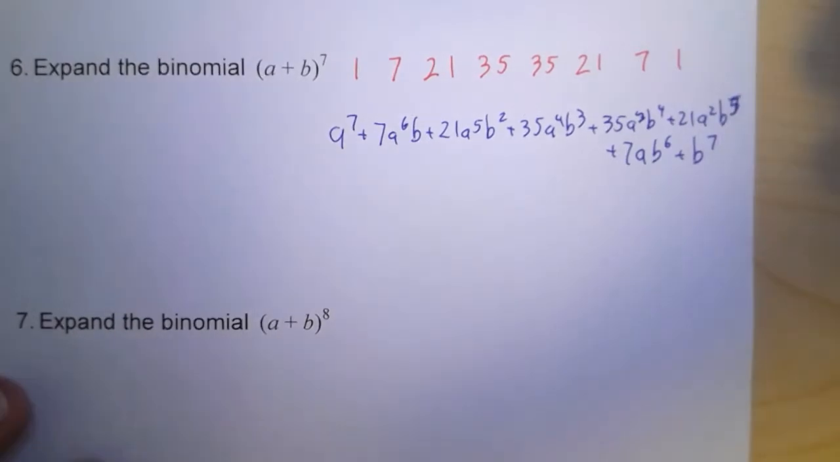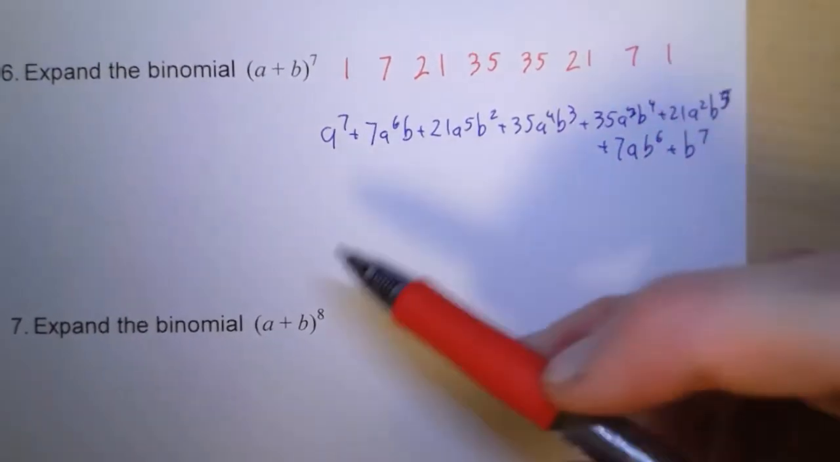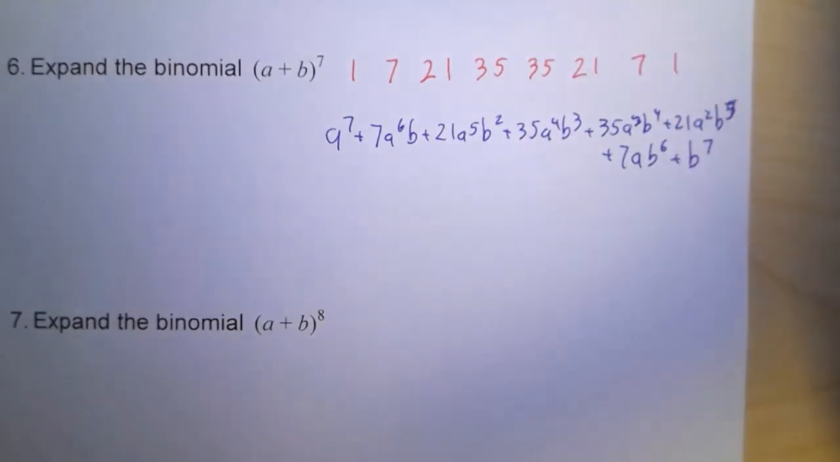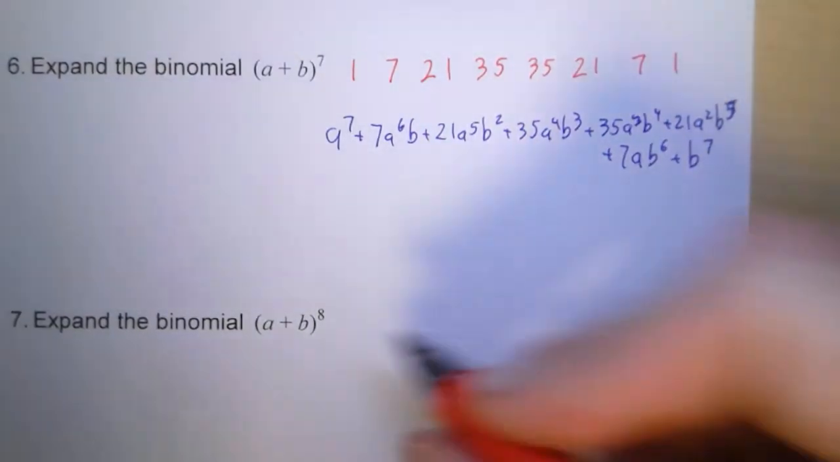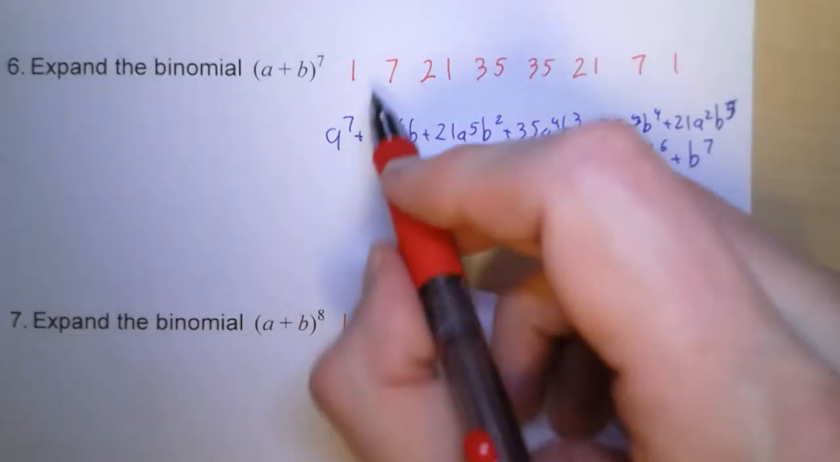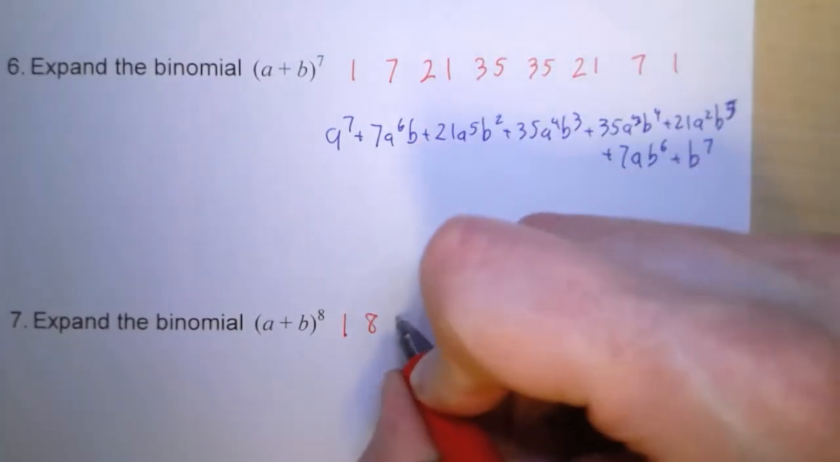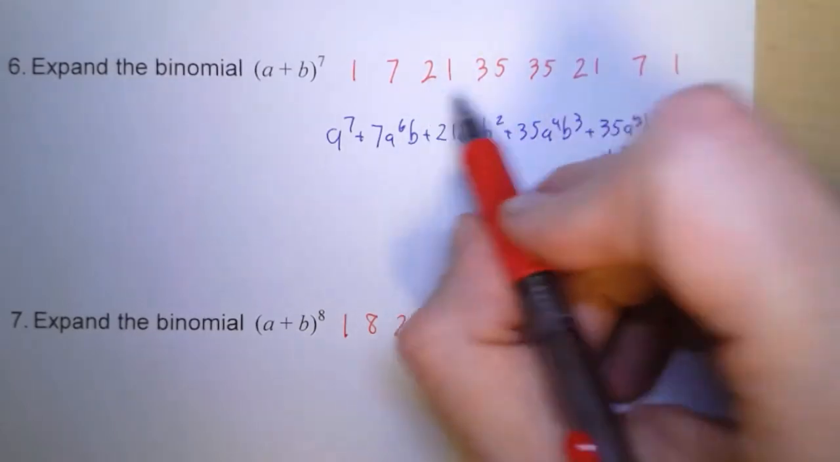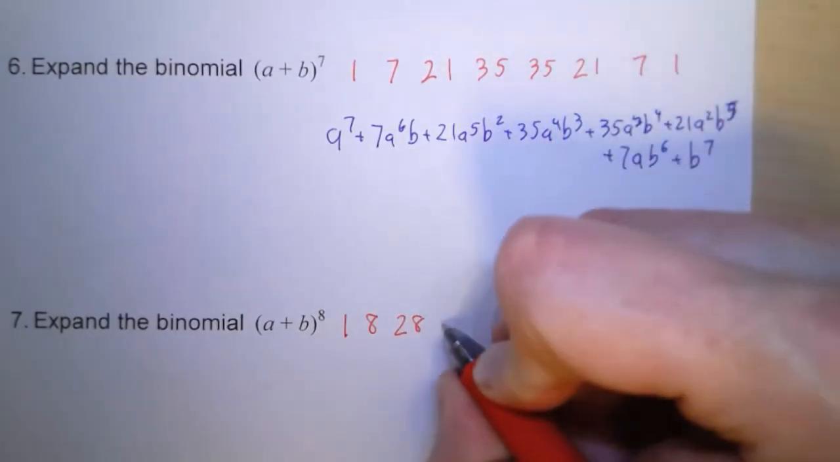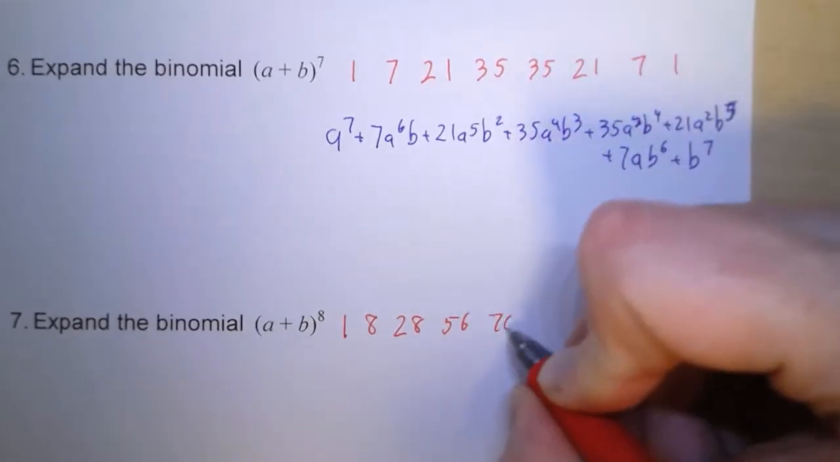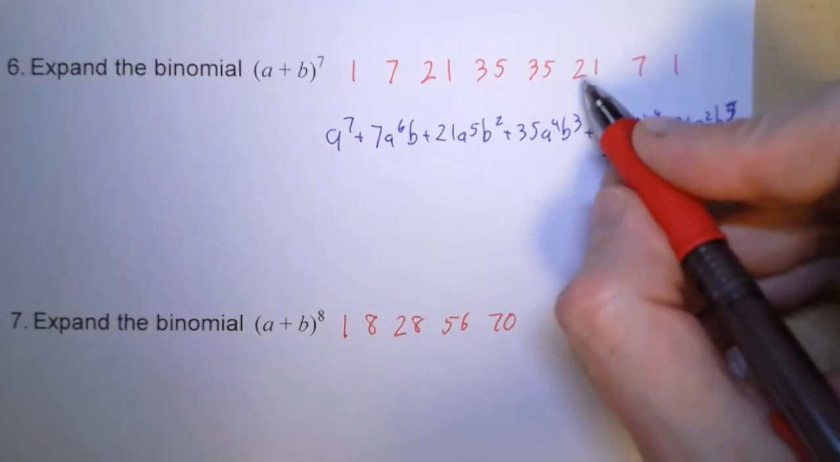And then on our very last example, here we have a plus b to the 8th. So again, we just keep going, figuring out what the next row of coefficients are, and then we apply that. So this will start with a 1, and then 1 plus 7 is 8. 7 plus 21 is 28. 21 plus 35 is 56. 35 and 35 is 70. And then we start going back down.